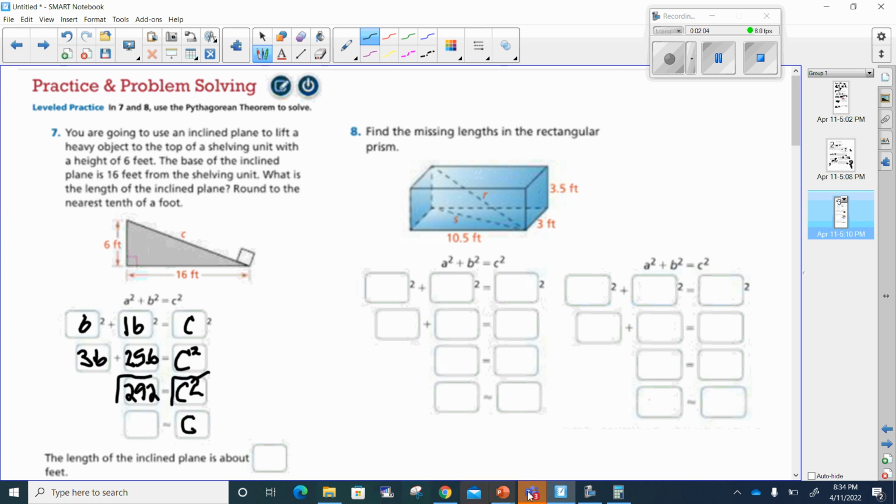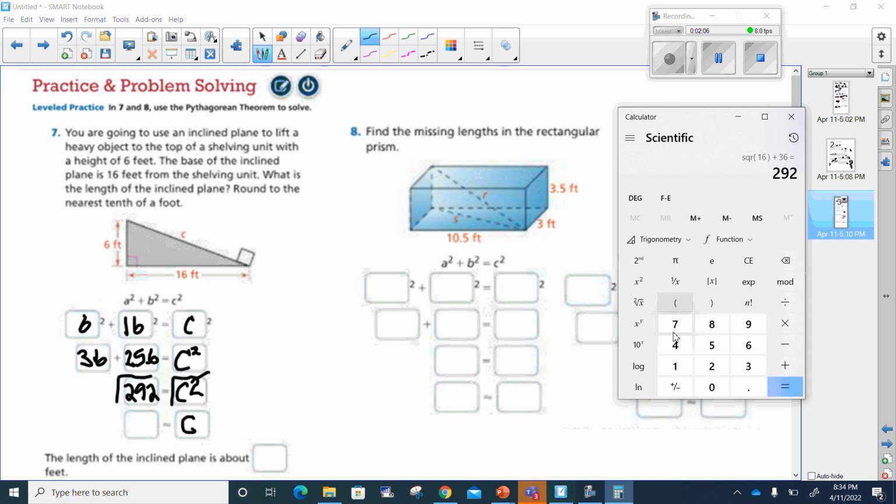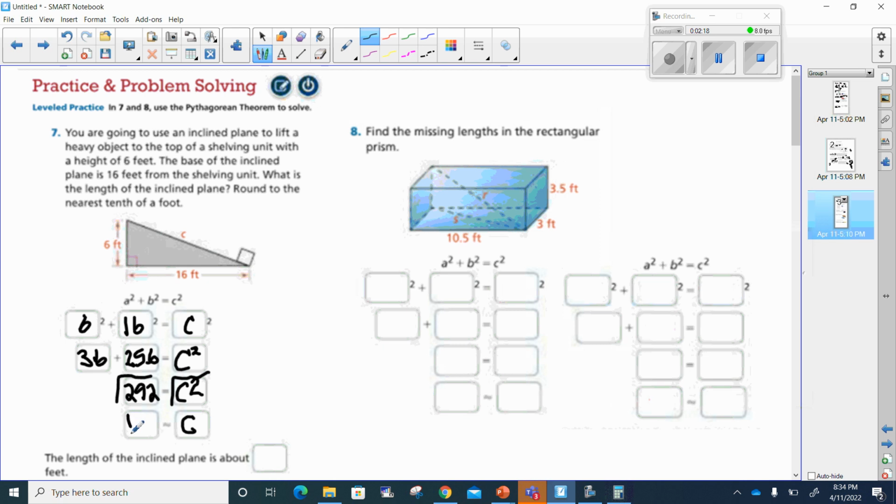Now the square root of 292, we had 292 here, and we find the square root. That gives us 17.08. So we're rounding to the nearest tenth. Since we have an 8 over here, that's going to be a 1. It's going to be 17.1. So the length of the inclined plane is about 17.1.